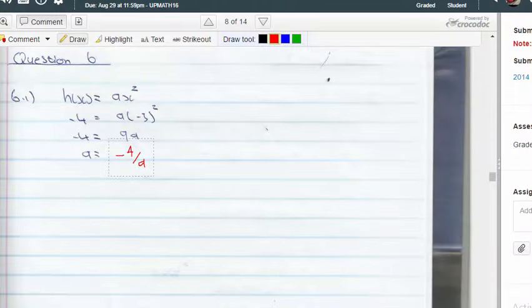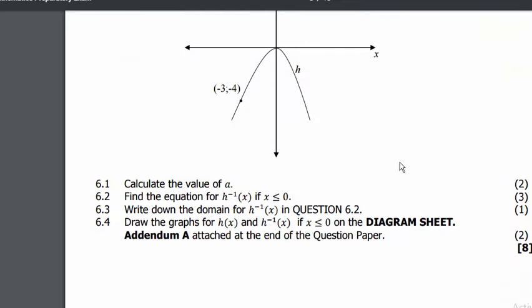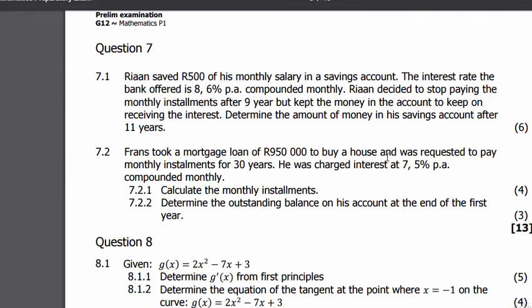Okay, I'm not going to put a lot of effort in there. No one else did. And then the next question is financial maths.